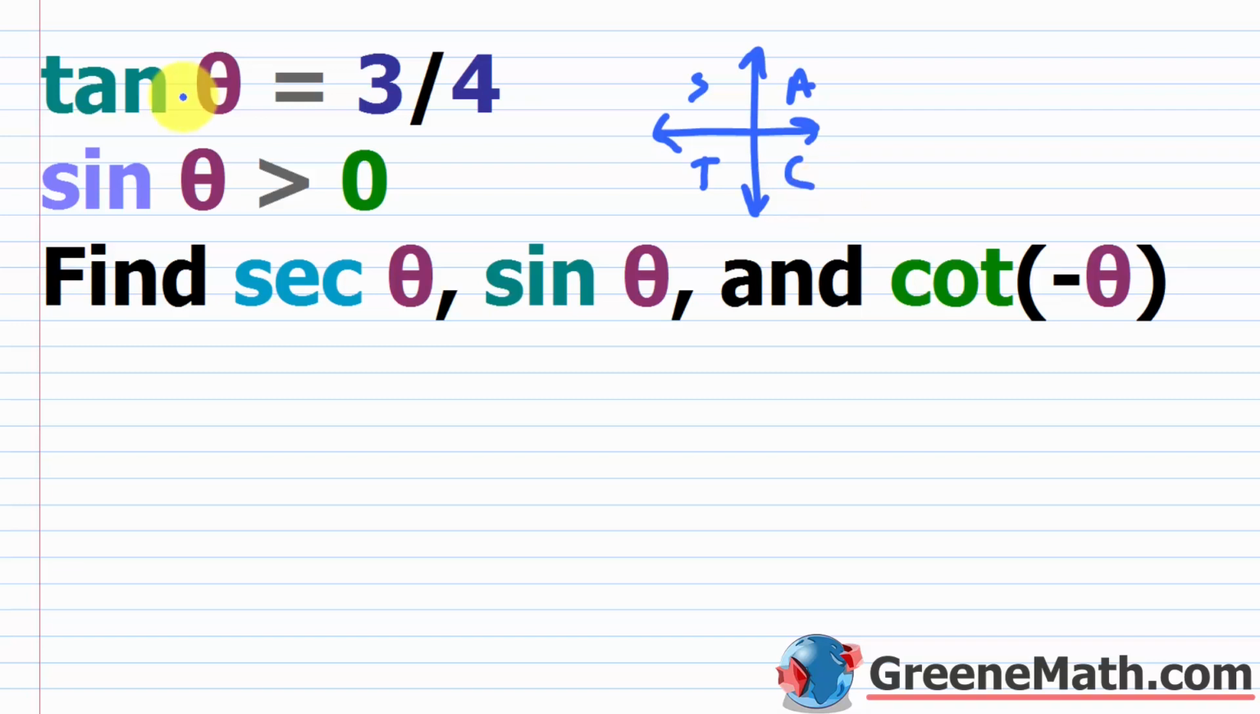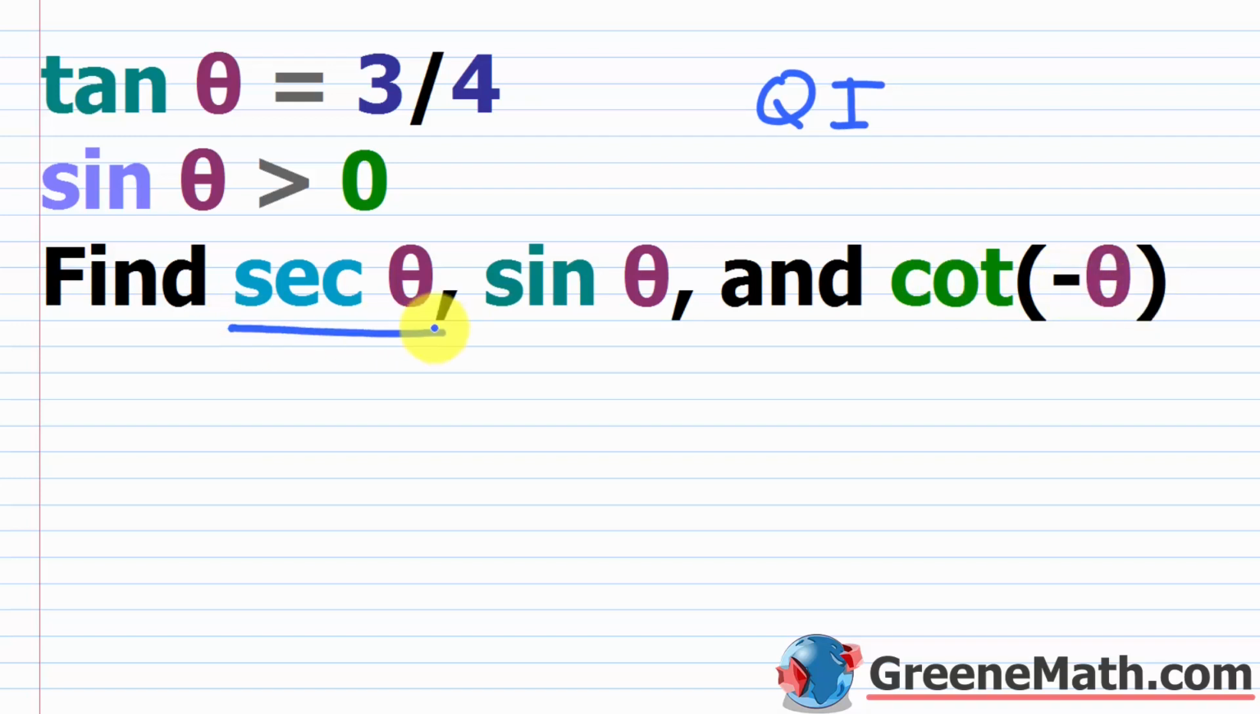So here we have that tangent is positive and so is sine. That means I have to be in quadrant 1. Before you do anything, let's just figure that out, and we'll put here that we're in quadrant 1. Okay, so I want to find the secant of theta, the sine of theta, and the cotangent of negative theta. So let's start out with the secant of theta.